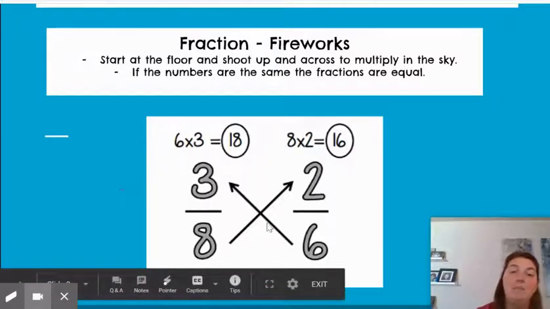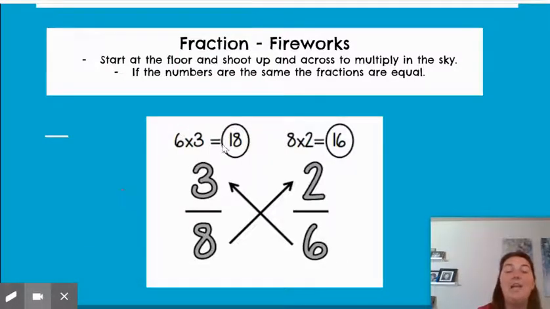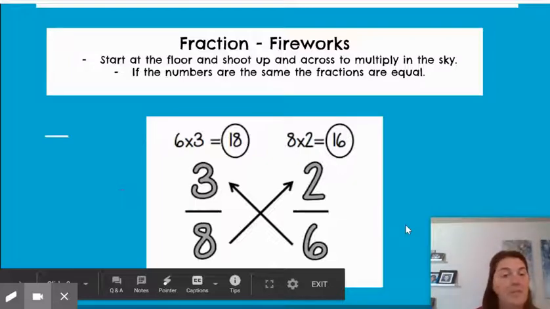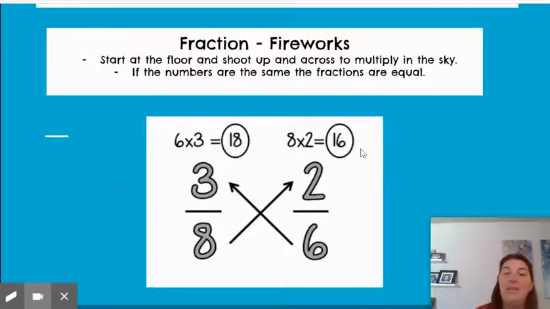The 6 goes across and multiplies with the 3, giving this side an 18. This 8 shoots up and multiplies with the 2. That gives this side a 16. So are these fractions equivalent? They are not, right? Because on this side, 3/8, we had 18. And on this side, 2/6, we had 16. 18 and 16 are not equal. So these fractions are not equivalent.